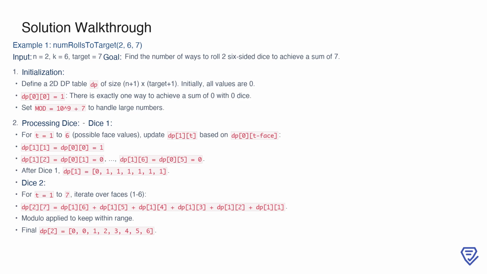For instance, to achieve a sum of 7, we sum contributions from dp[1][6], dp[1][5], and so on. After applying the modulus, the final state of dp[2] is 0, 0, 1, 2, 3, 4, 5, 6, which means there are 6 ways to achieve a sum of 7 with 2 dice.